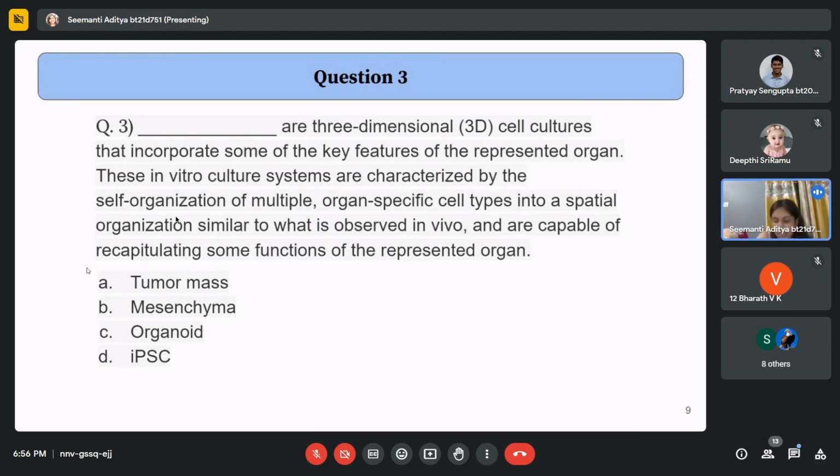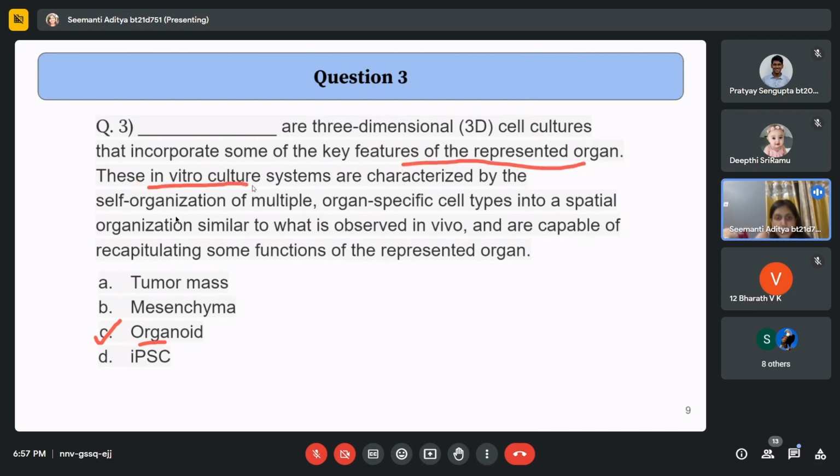Okay, so the correct answer is organoid. So the definition here: organoid is basically a three-dimensional cell culture. It incorporates most of the features that are present in that organ. So these cells are taken from the respective organ. Suppose you want to represent a kidney, the cells will be taken from the kidney and then grown in 3D culture. Different types of cells will be grown in the 3D culture and will show characteristics of that represented organ.